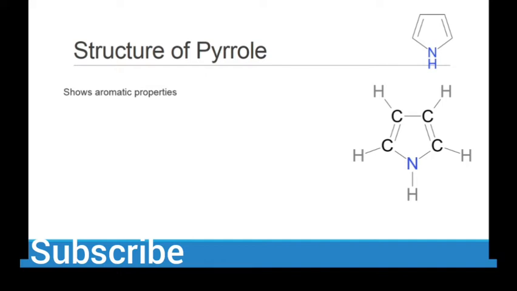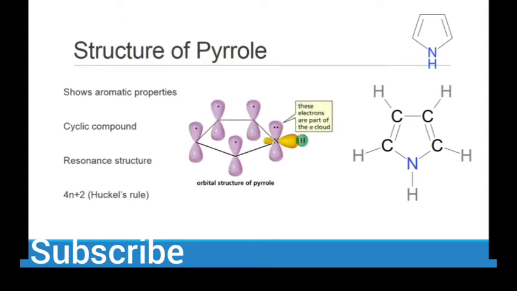So pyrrole shows aromatic properties. You have to keep in mind what type of compounds show aromatic properties. First of all, it must be a cyclic compound. It must show resonance. If these two points fulfill the criteria, then we have Huckel's rule, which is 4n plus 2. We will also discuss Huckel's rule in detail in our class.